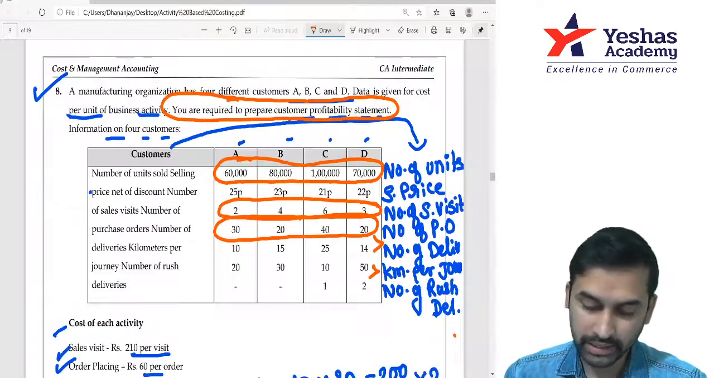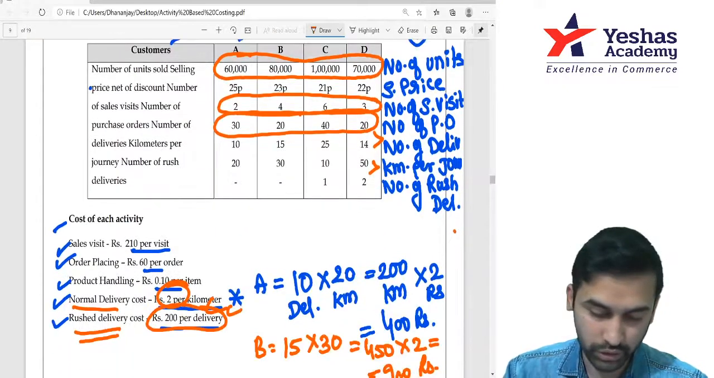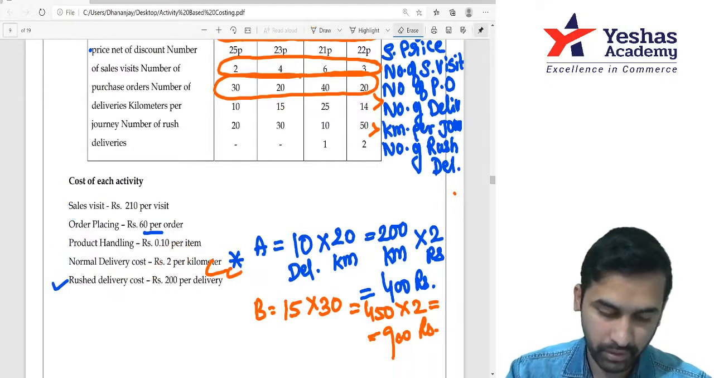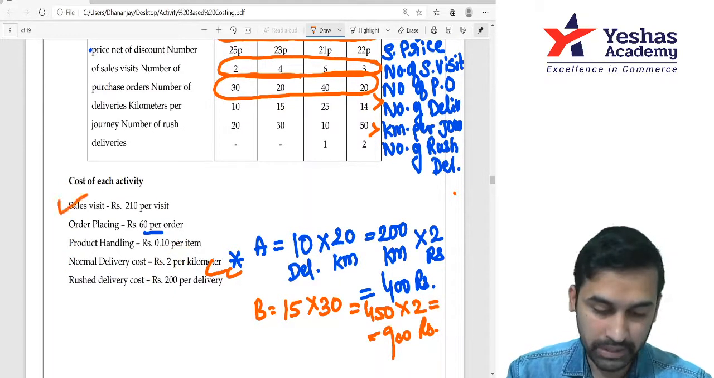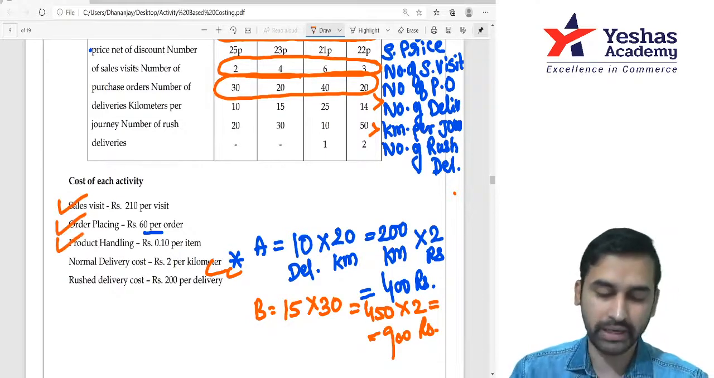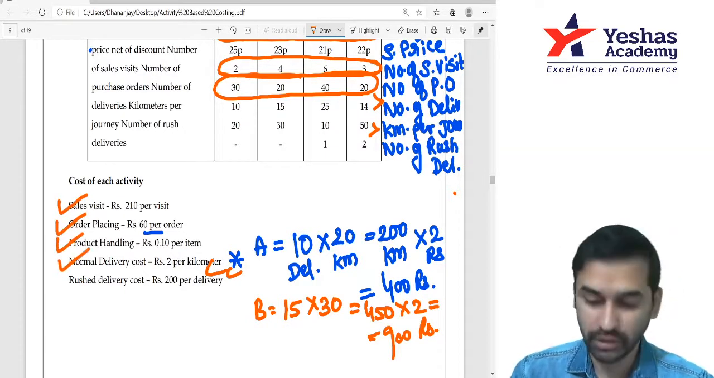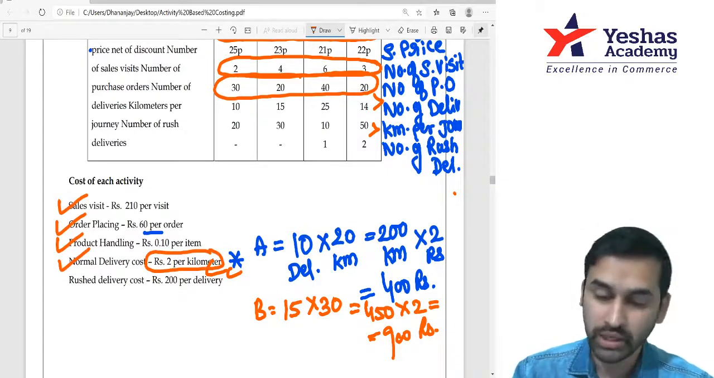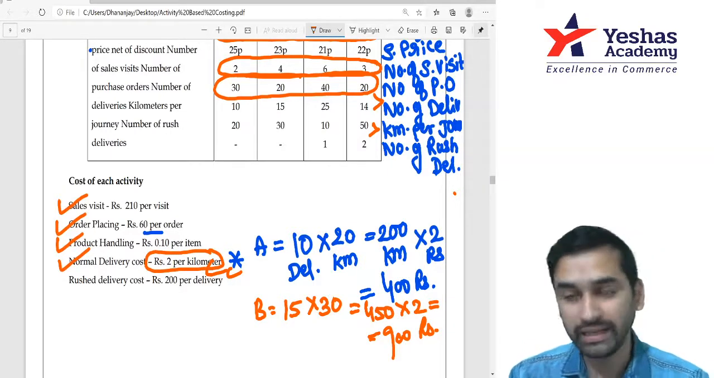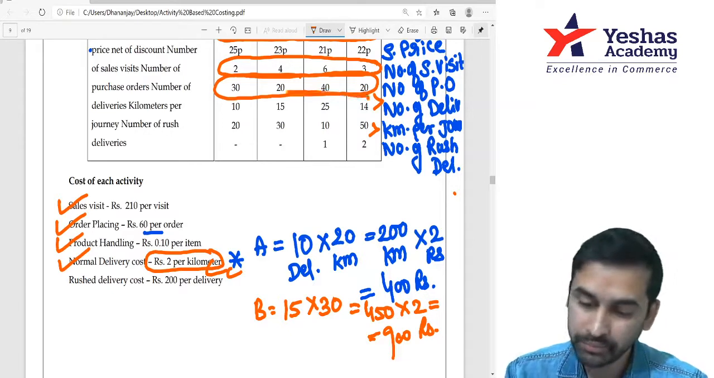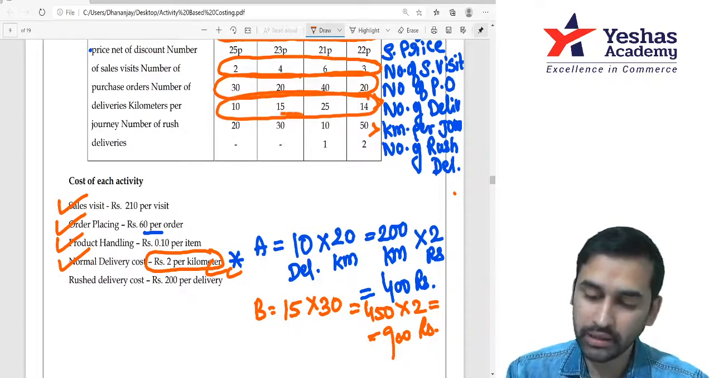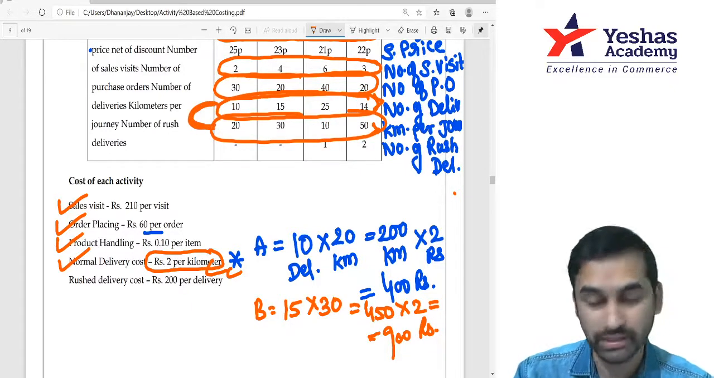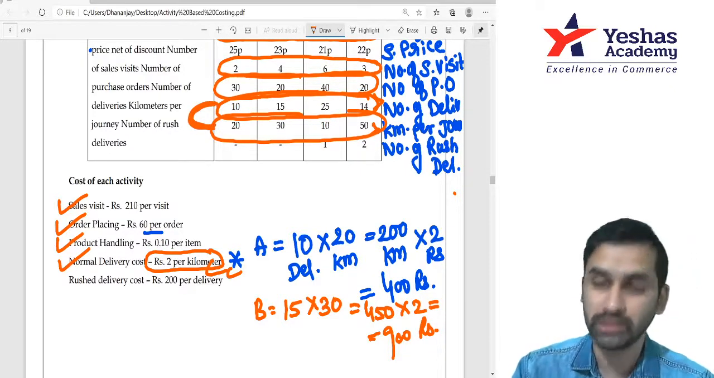Which is the next item that I have? I'll go back to the question. Let me just erase this. Yeah. Sales visit done, order placing done, product handling done. Then normal delivery cost 2 per kilometer. And I've already told you how to do this. You need to get number of deliveries, that is here. Correct? And then kilometer. So you have to first multiply these two. You will get total kilometers. Multiply that by 2 rupees.